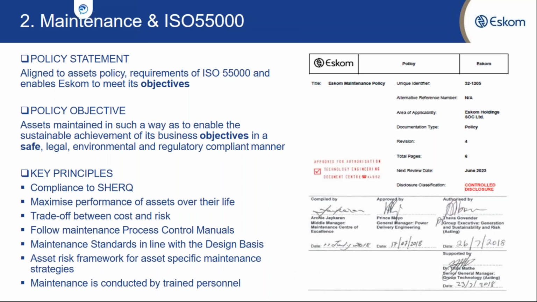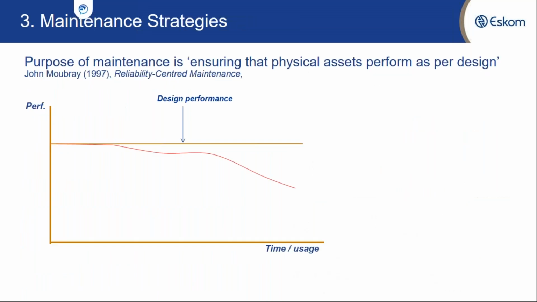assets should be maintained in such a way as to enable the sustainable achievement of the business objectives in a way that we comply with the safety, regulatory, and legal compliance as well, yes. Then within a policy, there are key principles. The key principles are the things that need to be embedded within the maintenance practices. So whatever we do has to align with the elements found within the key principles.